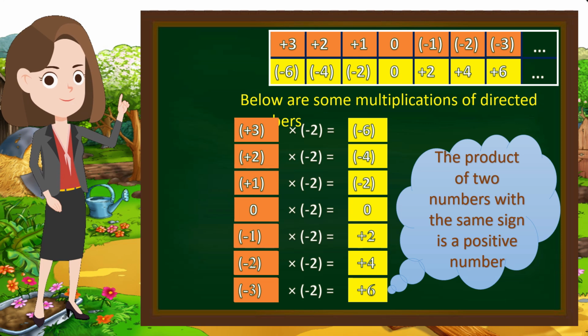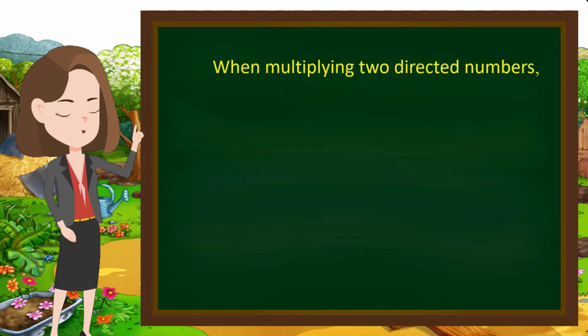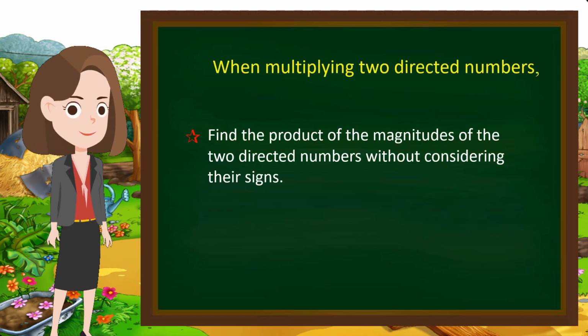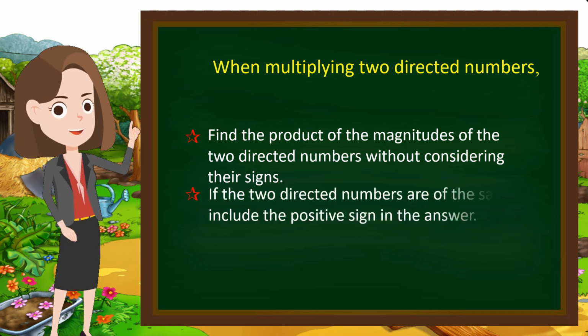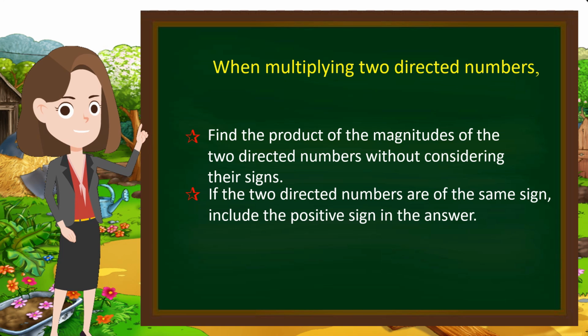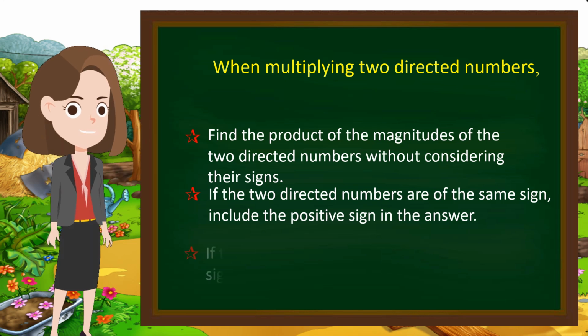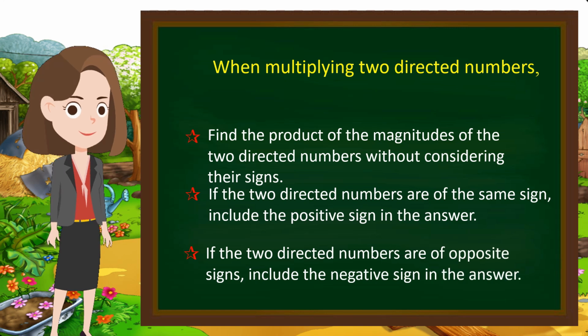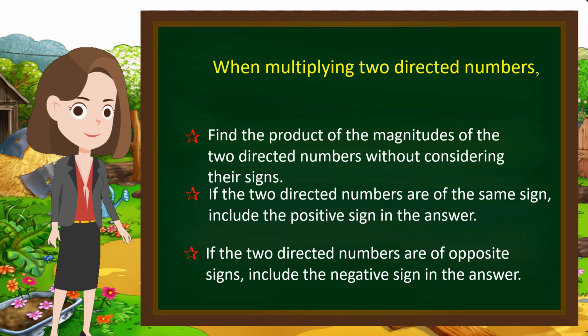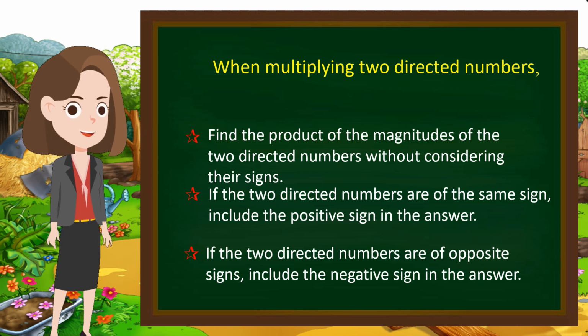When multiplying two directed numbers, first find the product of the magnitude of the two directed numbers without considering their signs. Then, if the two directed numbers are of the same sign, include the positive sign in the answer. However, my dear children, if the two directed numbers are of opposite signs, include the negative sign in the answer. My dear children, now let's consider some more examples.